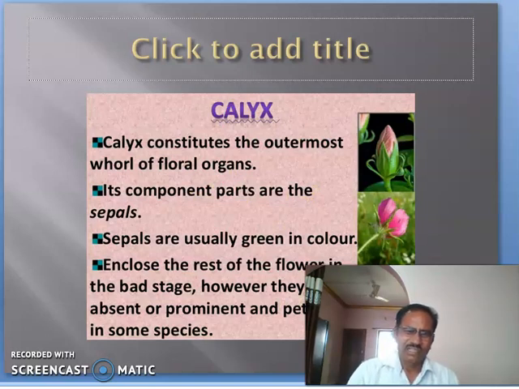Calyx. Calyx constitutes the outermost whorl of floral organs. Its component parts are the sepals. Sepals are usually green in color and enclose the rest of the flower in the bud stage. However, they can be absent or prominent and petal-like in some species.